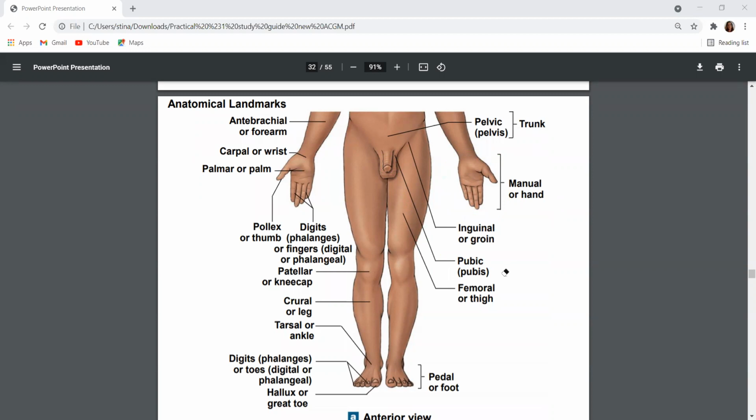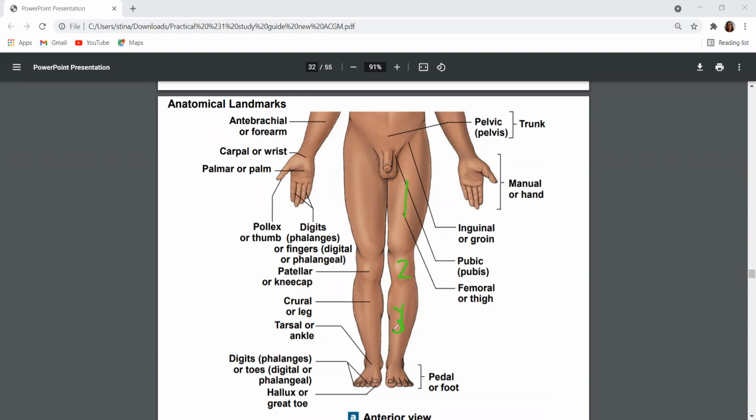Now going down to the leg here, the top portion of the leg that we call the thigh, that area is going to be the femoral. So you can see number 1 here would be the femoral. Number 2, right here, your kneecap, that would be your patellar. Here, oops, I should have drawn a 3 there, sorry. Number 3 is going to be your crural.